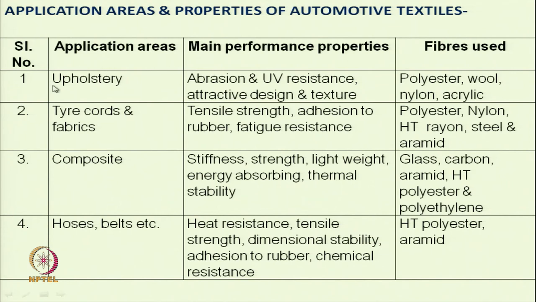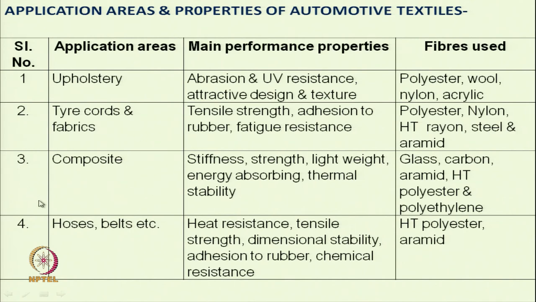In upholstery, the main characteristics requirements are abrasion and UV resistance, attractive design and textures are required. So, for this reason polyester, wool, nylon, acrylics are used. Tire cord and tire cord fabrics, its tensile strength, adhesion with rubber and fatigue resistance are important. For that polyester, nylon, high tenacity rayons are used, sometimes aramids are also used.